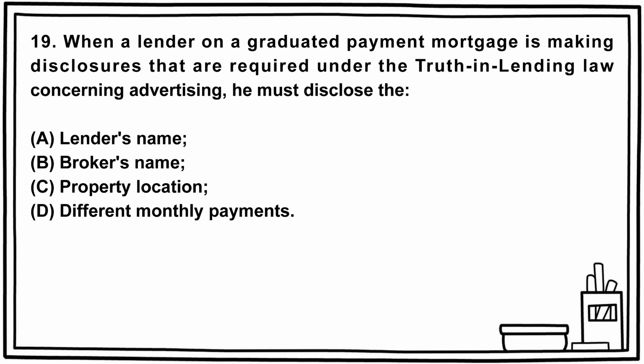19. When a lender on a graduated payment mortgage is making disclosures that are required under the Truth in Lending law concerning advertising, he must disclose the A. Lender's name, B. Broker's name, C. Property location, D. Different monthly payments.